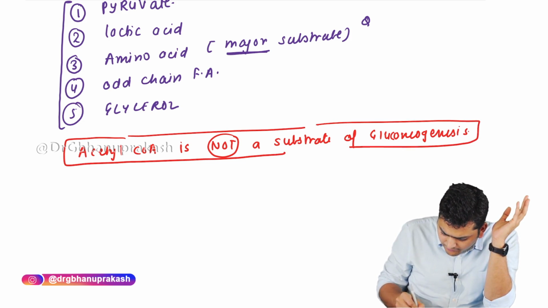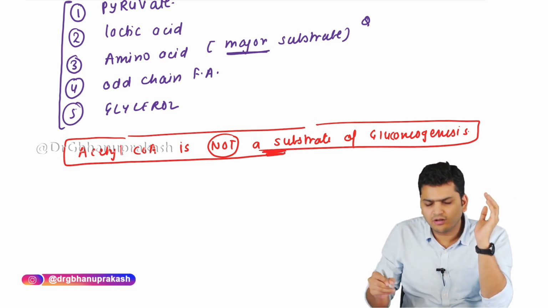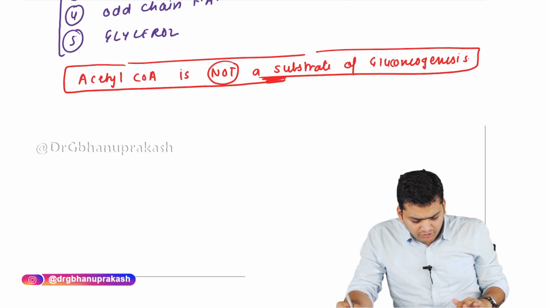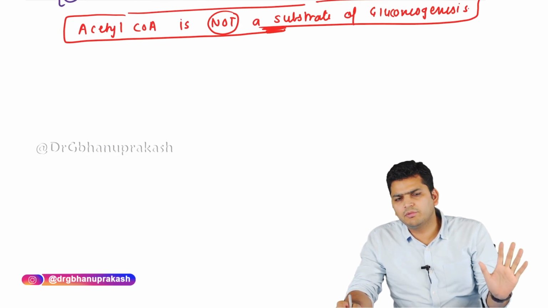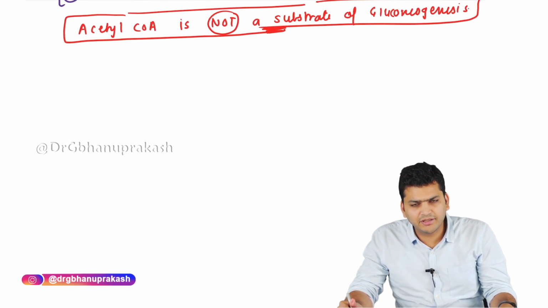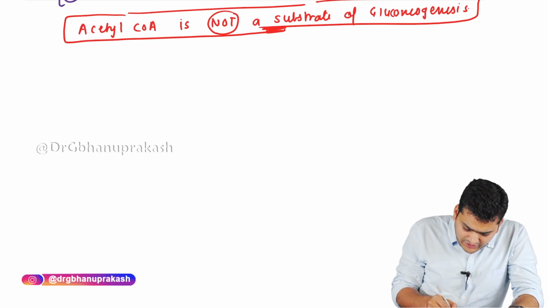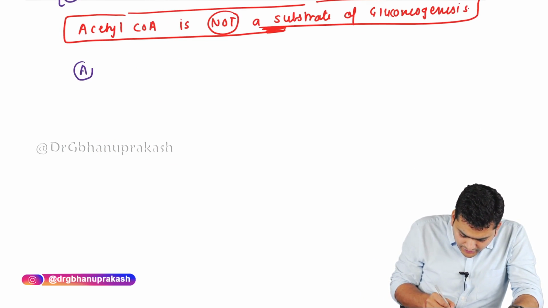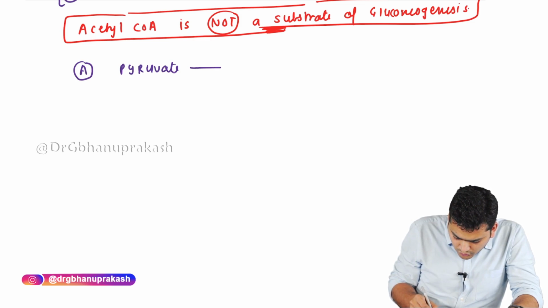Acetyl CoA is never a substrate of gluconeogenesis. You can make glucose from any of the molecules, but you can never make glucose from acetyl CoA. This is the statement that you need to remember. Now let's start with the first one, how we can make glucose from pyruvate. So I am writing pyruvate to glucose.